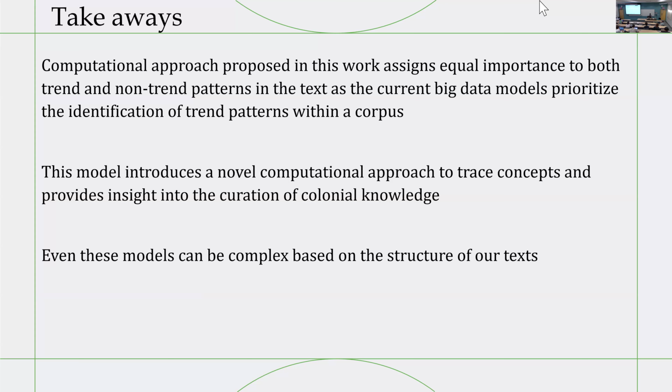This model also allowed me to understand how colonial knowledge was curated. That is also one of the takeaways. I found it very interesting. This model, I won't say it is very successful, like something unique, because it's also complex. It works based on the format of your text in the corpus.